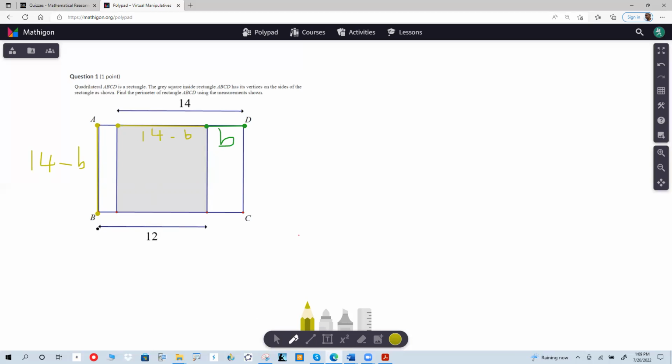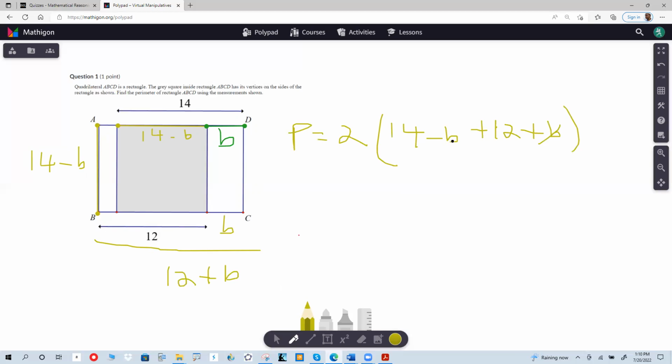And this longer side, clearly if this is B, this is B, the longer side is 12 plus B. One will be plus, one will be minus. And the perimeter is, basically you can do even a shortcut. You can say the perimeter is 2 times 14 minus B plus 12 plus B. Gotcha. And you're going to cancel the B's.